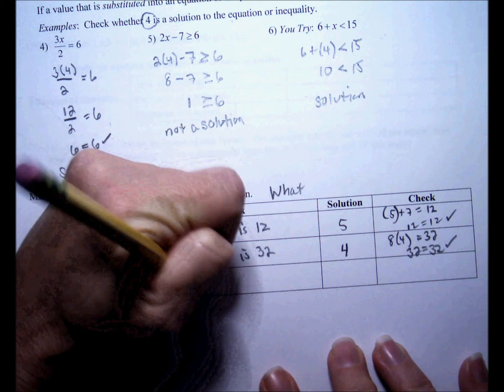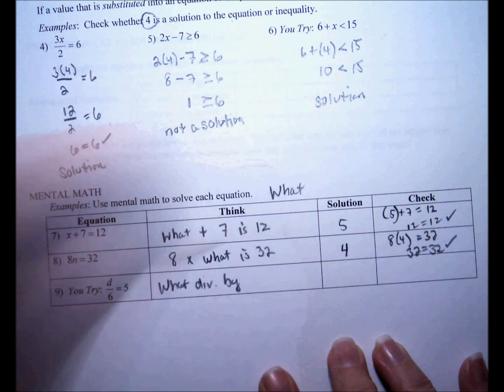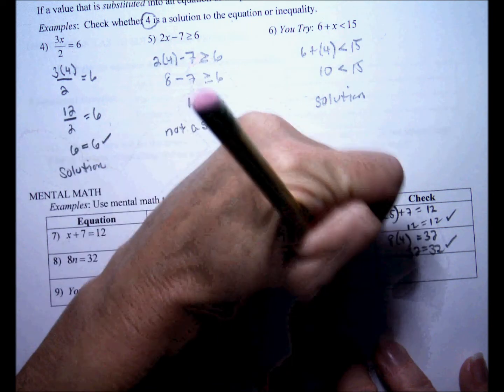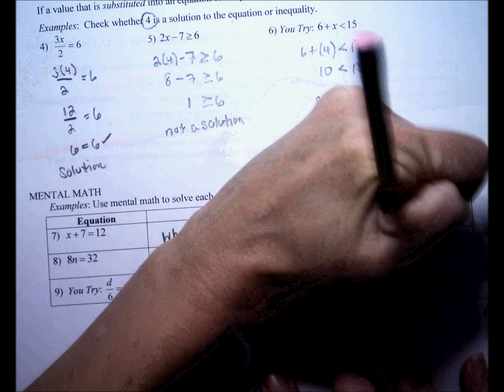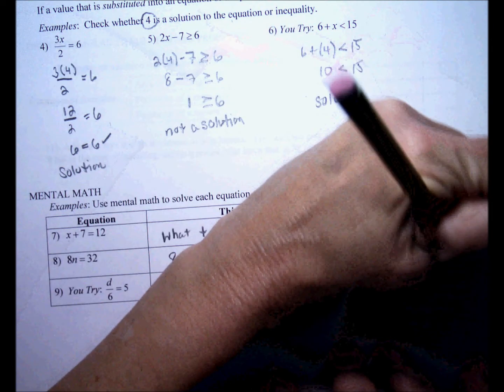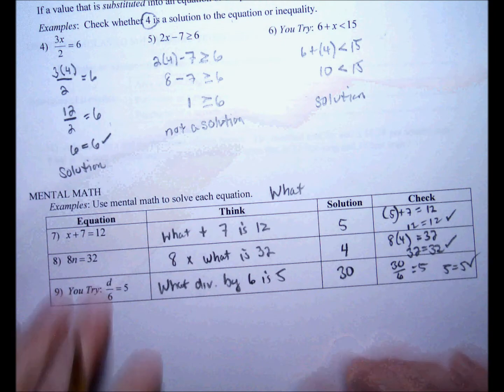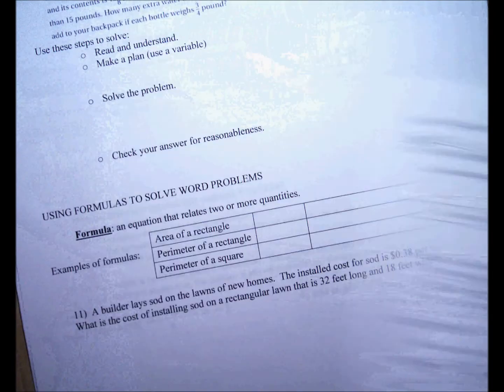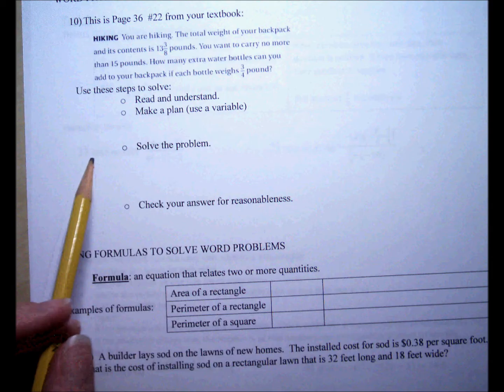Here's the you try. Go ahead and hit pause and give it a try. Now what we were doing is substituting the word what for the variable. So what divided by 6 is 5? Well, that would be 30. So 30 over 6 equals 5.